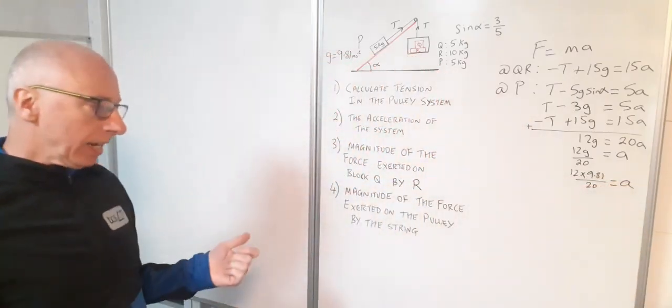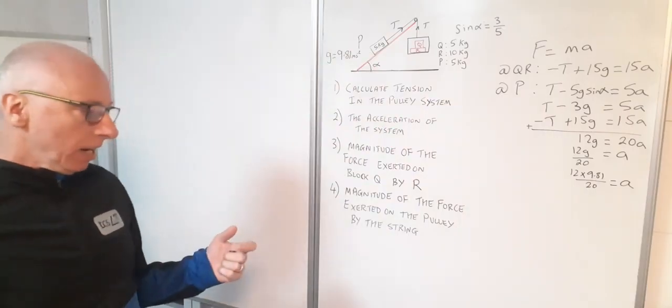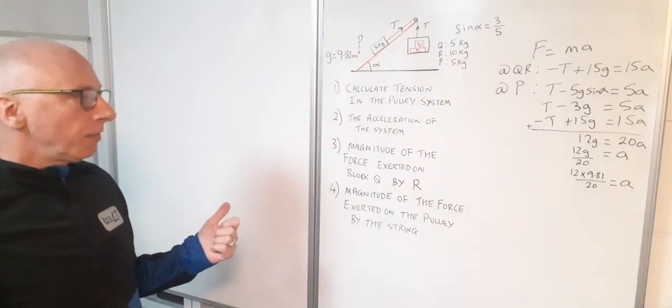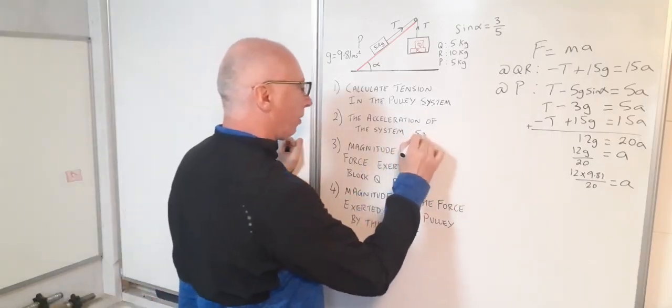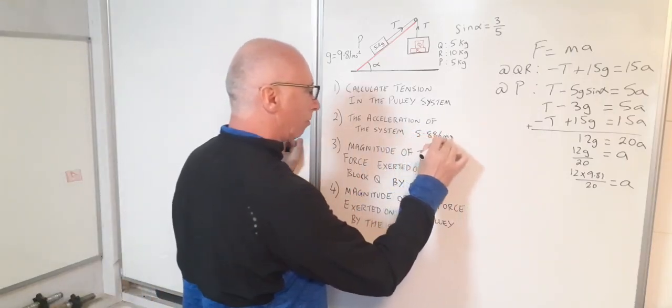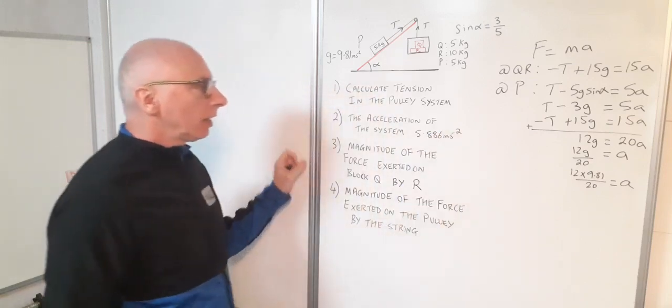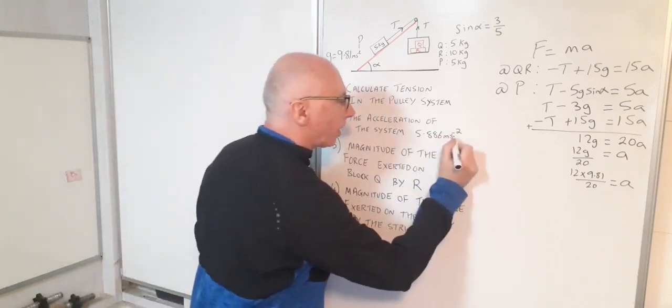So I can plug that into my calculator and I should get approximately 5.886. So 5.886 meters per second squared. Okay, so that's the acceleration.